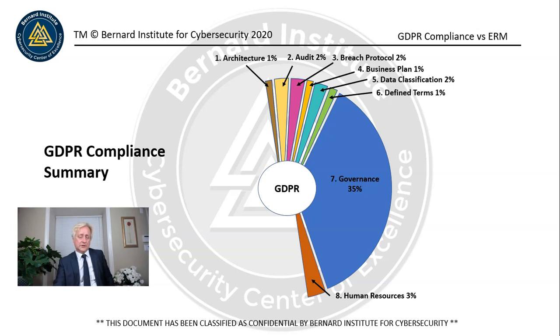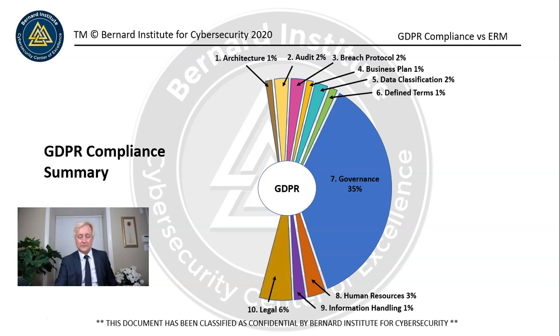Human resource plays an important role. We're talking about competencies, for instance, and making sure that the right people, the right bums are in the right seats, for example. Information handling is an important part, 1%. We're going to talk a little bit more about that in a minute.